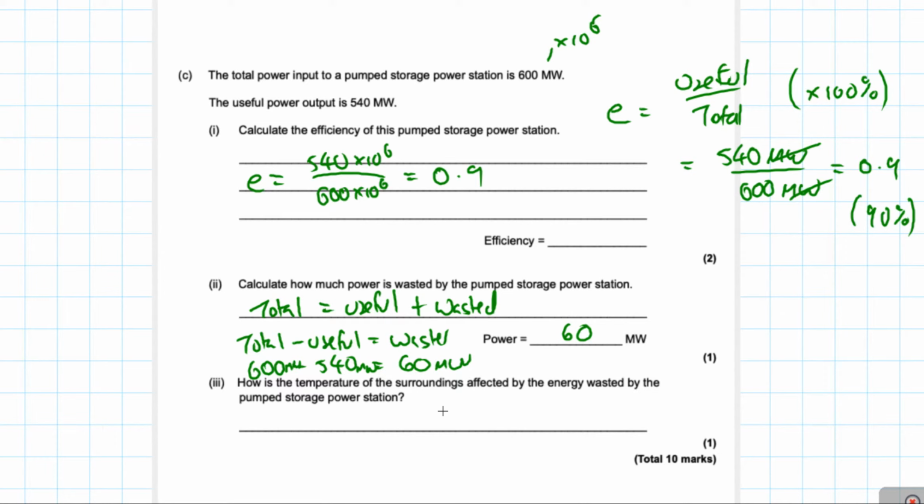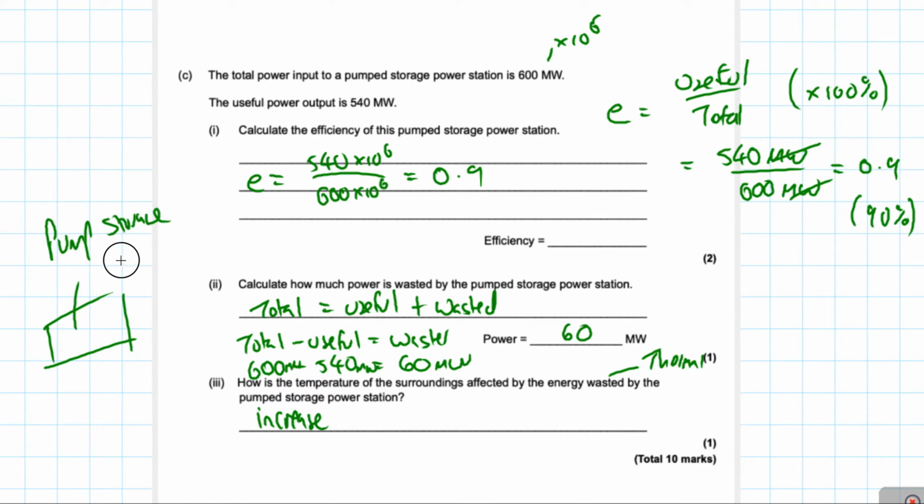How is the temperature of the surroundings affected by the energy wasted by the pumped storage power station? If there's energy waste, usually that's thermal energy, or can be thermal energy. So in this case, the temperature would increase. If this is the pumped storage power station, the wasted energy is coming out of the power station. If that's heat energy, that's going to heat up the surroundings. If it heats up the surroundings, the temperature of the surroundings will increase.